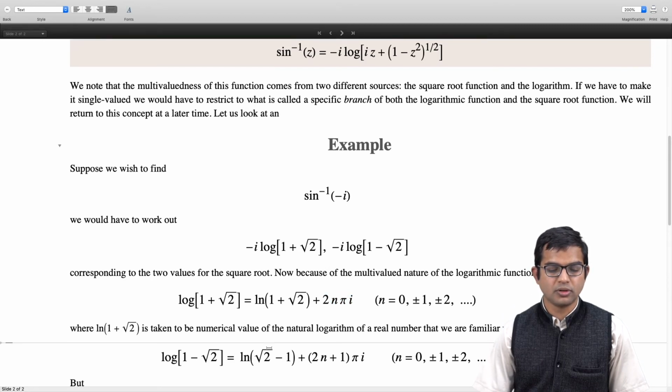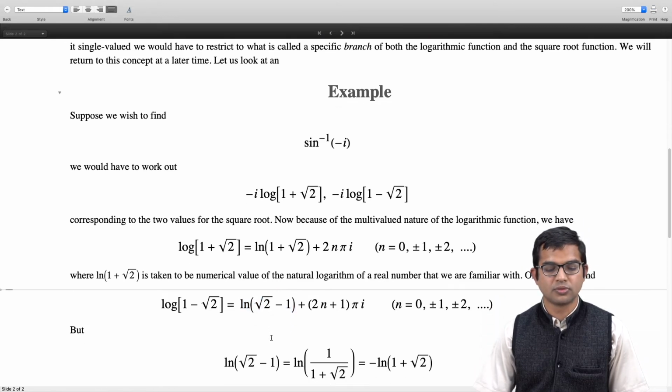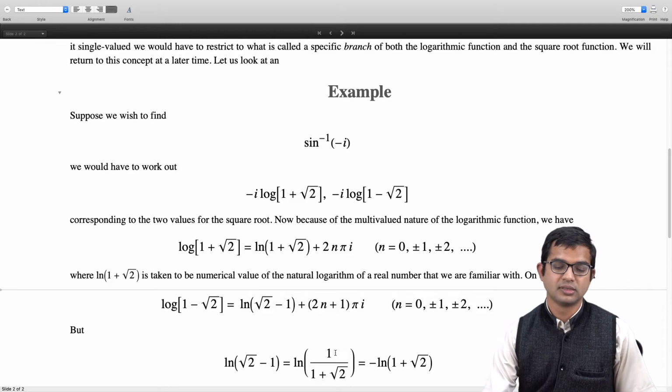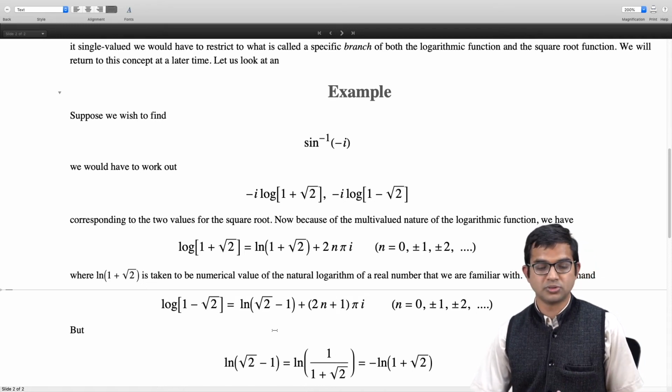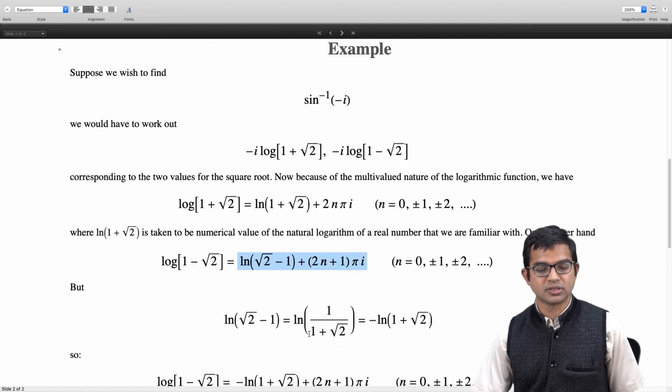So we can also, if we look at this quantity ln of root 2 minus 1, rewrite it in the following way. Ln of root 2 minus 1 is actually nothing but ln of 1 plus root 2, right? So you can verify this. And then 1 over 1 plus root 2, ln of this is actually nothing but minus ln of 1 plus root 2. So in fact, there is a way to rewrite this back in a form similar to the first quantity.